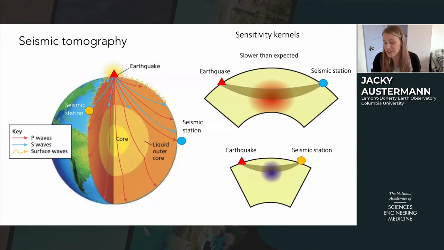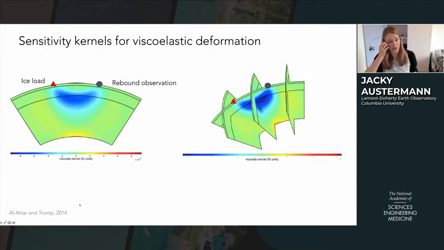We can do the same thing with sea level observations. This is work that's been pioneered by David Al-Attar and his student Ophelia Crawford. So what he's calculated here is a sensitivity kernel for the viscoelastic deformation problem. If you were to imagine that the ice load is just a point load, which of course in reality it isn't, but just for analogy's sake, and our rebound observation is a point observation, which it is, then we can calculate the sensitivity kernel for the physics of this problem. And we find a sensitivity that's actually quite similar to the banana-doughnut seismic sensitivity kernels.